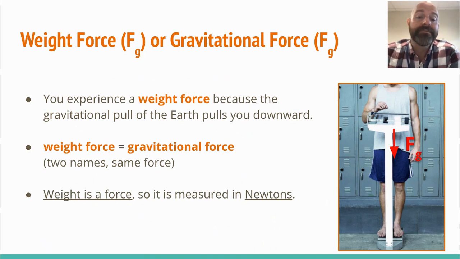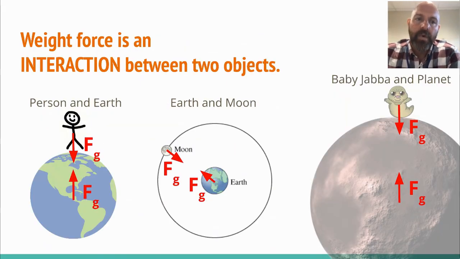The weight force is based on the pull of gravity, the pull of the earth. So it always pulls you down toward the center of the earth. Weight force, just like all forces, is an interaction between objects. If there weren't 2 objects, there wouldn't be a weight force. So the person and the earth is the interaction, or the earth and the moon, or Baby Java and the planet are those interactions.